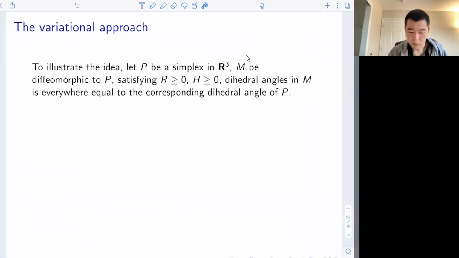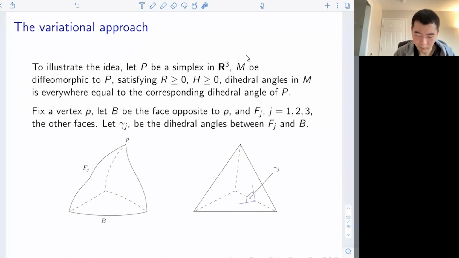Okay, great. So I'll focus on the variational approach using minimal surfaces and calculus of variations for the rest of the talk. To illustrate this idea, let's fix a simplex P in R^3, and suppose you have M, which looks like a curved Riemannian simplex. Let's assume scalar curvature non-negative, mean curvature non-negative, and everywhere the dihedral angle along M is equal to the corresponding dihedral angle of P. Okay, so this will simplify things a lot. In general, you can weaken these angle assumptions, but for now let's keep it to make things simple.